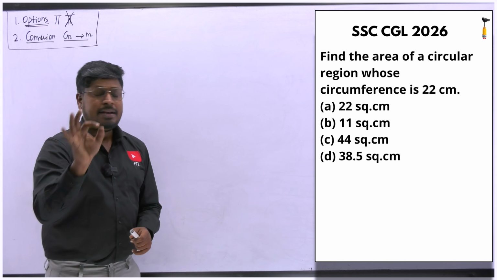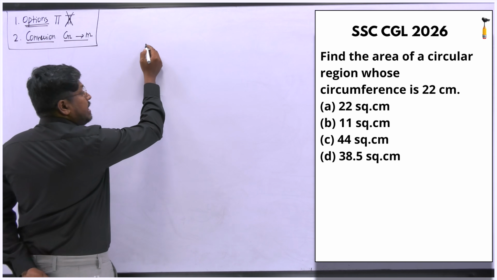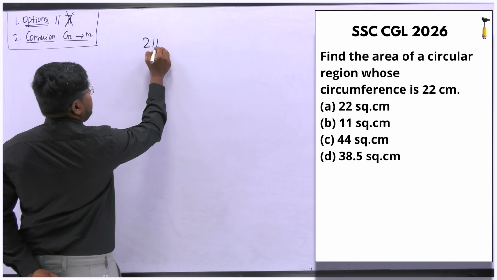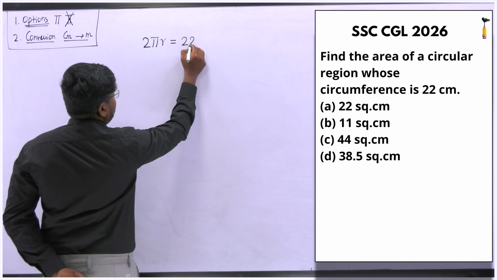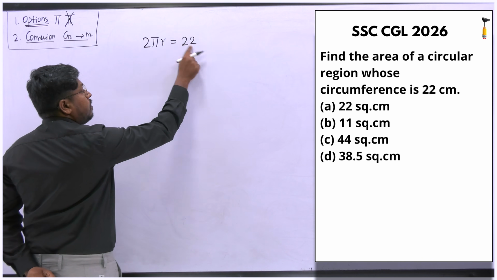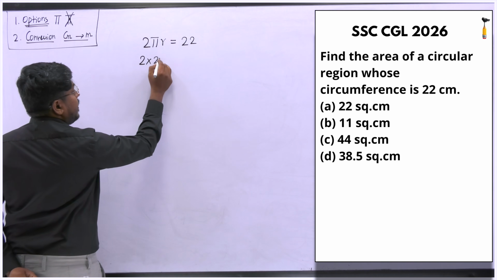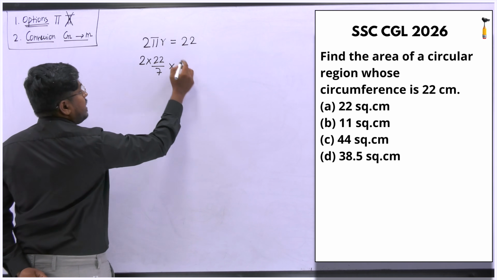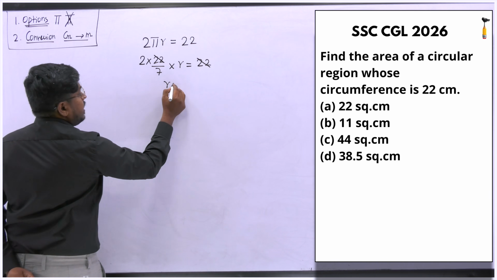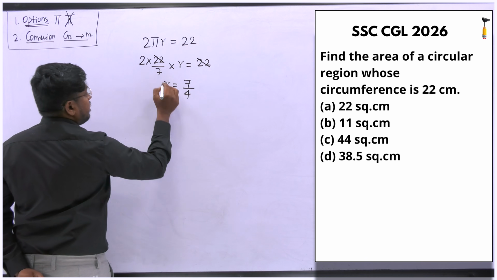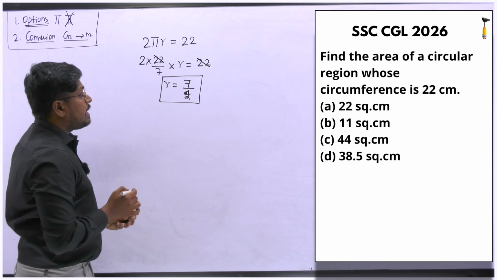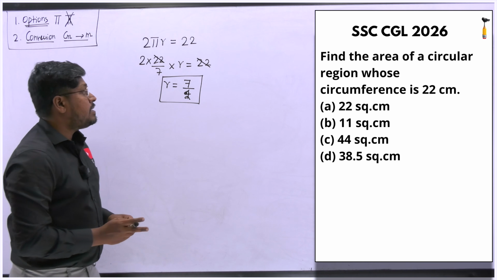Very easy and interesting. So be slow, right? First, the value they have given, 22 centimeters, is the circumference. The circumference formula is 2 pi r, so 2 pi r is equal to 22. So 2 into 22 by 7 into the unknown radius equals 22. Now we can cancel 22 here. So the radius is equal to 7 by 2. So by using the circumference, we found the radius, which is equal to 7 by 2.